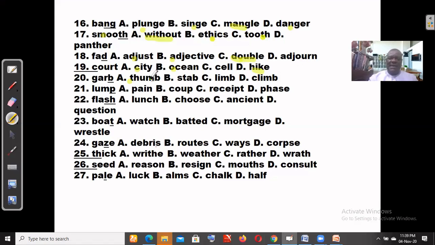Again, B is silent in thumb. B, we have stab. Again, you can notice the sound of B in stab, gab. You can notice the B in both words.